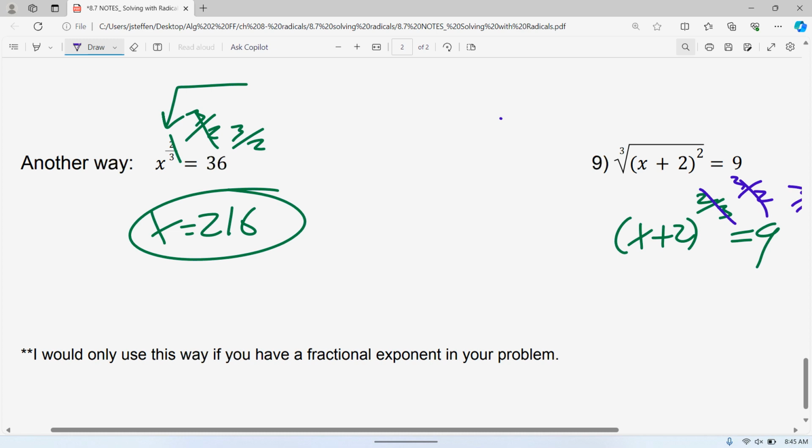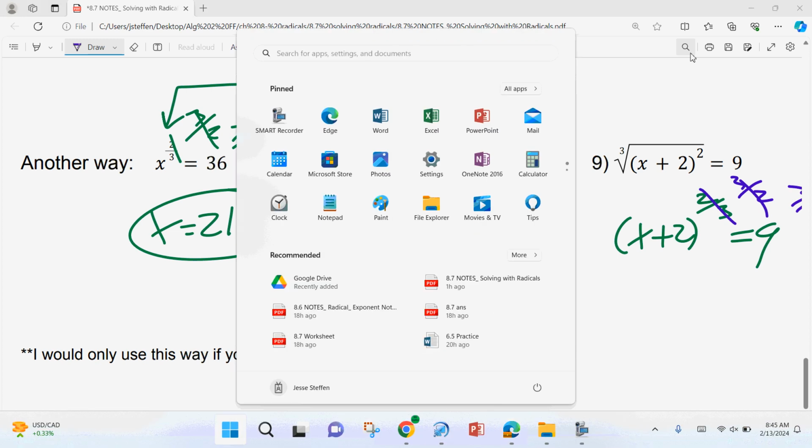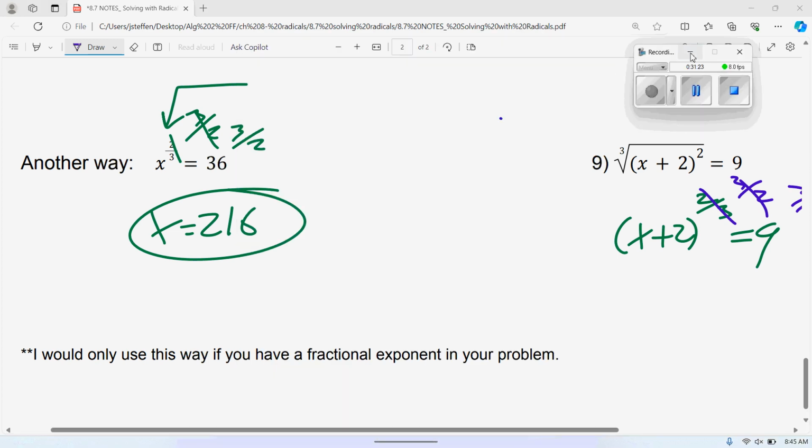So about 10 minutes left. If you have any questions, let me know. Other than that, work on your worksheet, work on your exit ticket. The exit ticket should be corrected by now. If you have any questions, again, don't hesitate to ask.